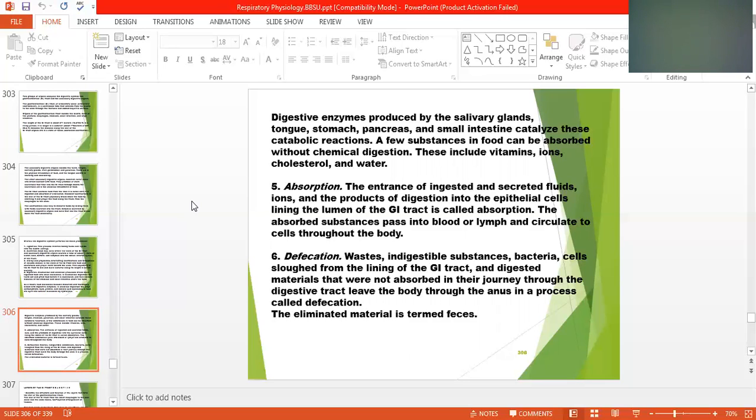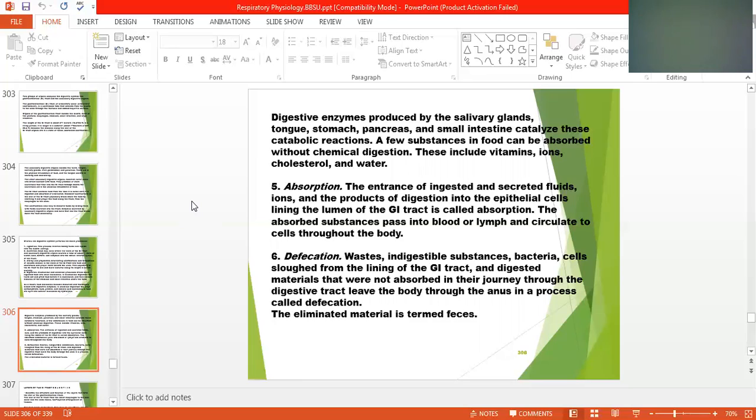It will help in breaking down the food in your mouth, making the food soft and easy to cut down by your teeth. A few substances in food can be absorbed without chemical digestion. These include vitamins, ions, cholesterol, and water.